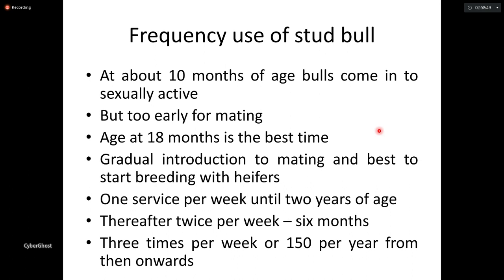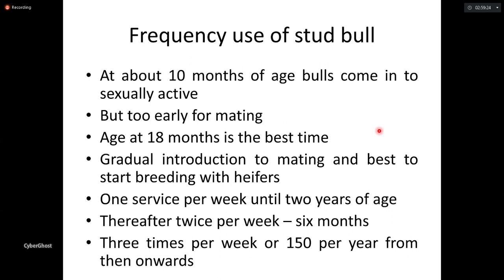So similar to the heifers or the cows, right? The ladies or the females, right? So they also become sexually mature, maybe at about 10 months, right? But similar to the previous female ones, we are not going to use them for breeding purposes because that is an early age for them, right? So similar to the female ones, the best age for the mating or the breeding process starts maybe around 18 months of their age, right?